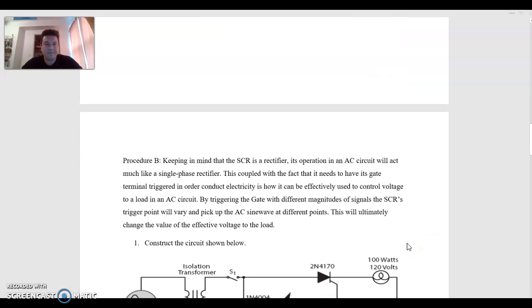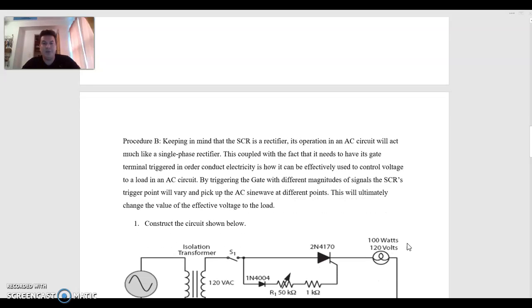Okay, so procedure B, keeping in mind that the SCR is a rectifier, its operation in an AC circuit will act much like a single-phase rectifier. This, coupled with the fact that it needs to have its gate terminal triggered in order to conduct electricity, is how it can be effectively used to control voltage to a load in an AC circuit. By triggering the gate with different magnitudes of signals, the SCR trigger point will vary and pick up the AC sine wave at different points. So we're quite literally chopping off half of the sine wave, the positive pulses of that sine wave.